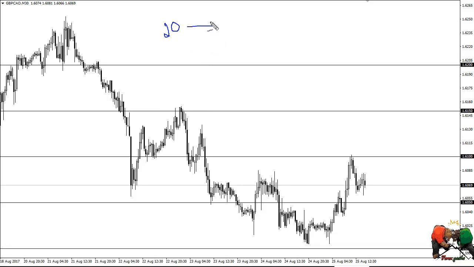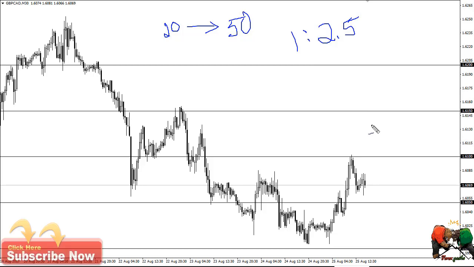I would be aiming for 50, and that automatically has a 1 to 2.5 risk to reward ratio. Knowing the trends tend to go for 2 to 3 years in the Forex markets, these systems will work. That doesn't mean every single trade will work.